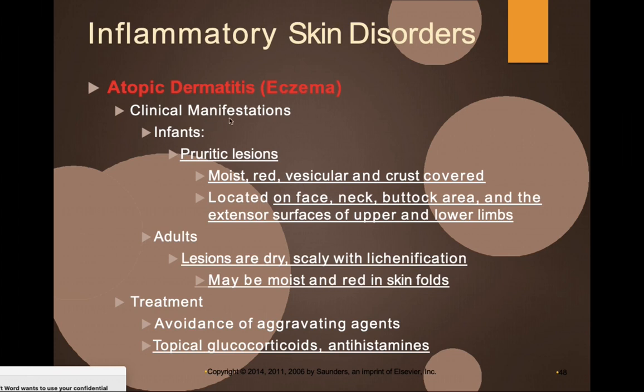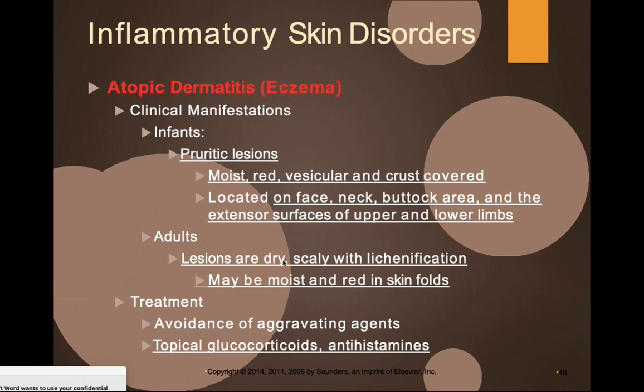What are the clinical manifestations of atopic dermatitis in infants? Pruritus. It's just extremely itchy. The kids are always scratching themselves. It could be moist red, and then you see these vesicles, and when they scratch them and they start to ooze, then it starts to crust. We could see this on the face, the neck, the buttocks, and we see it a lot on the posterior side or the extensor side of the upper and the lower extremities.